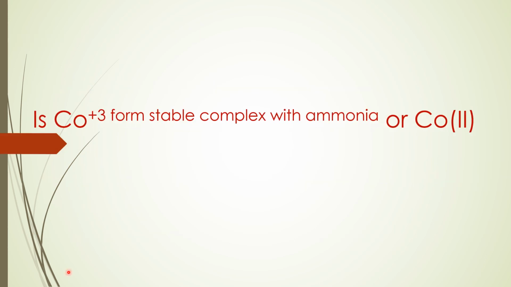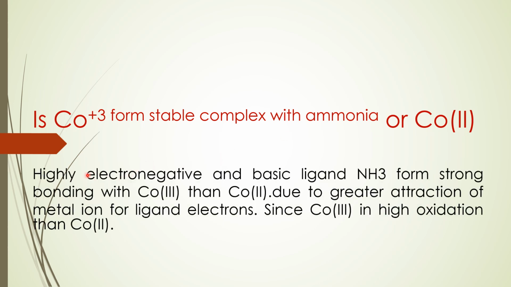For example, if we consider cobalt in +3 oxidation state and cobalt in +2 oxidation state, which will form the more stable complex? Cobalt 3 will form a more stable complex with ammonia than cobalt 2. Why? The highly electronegative and basic ligand ammonia forms a stronger bond with cobalt +3 than cobalt 2. This is due to the greater attraction of the metal for the ligand electrons, since cobalt +3 is in a higher oxidation state than cobalt 2.